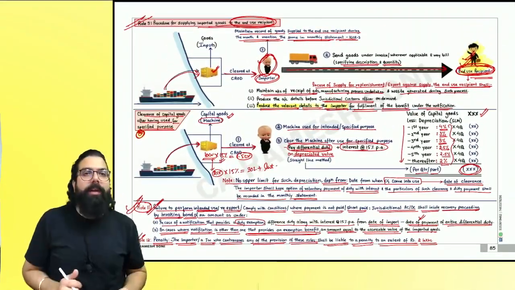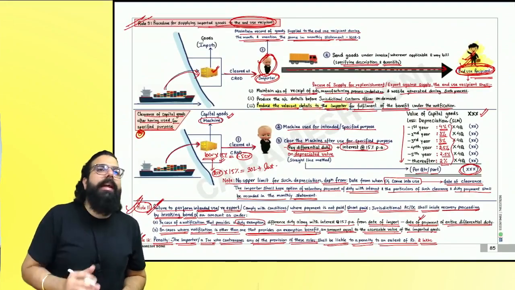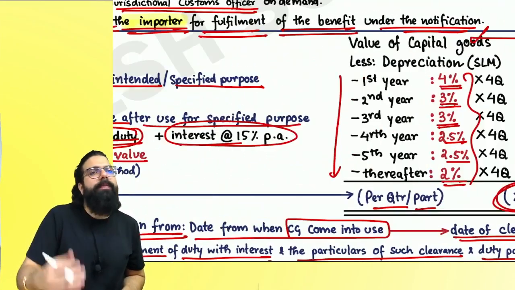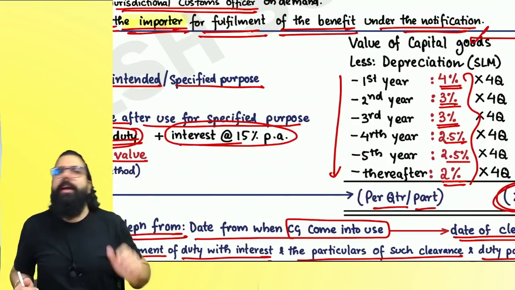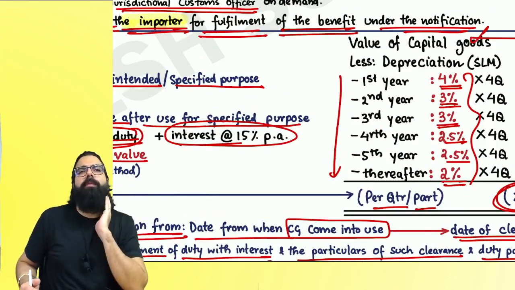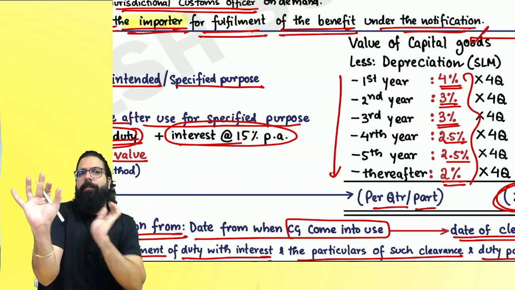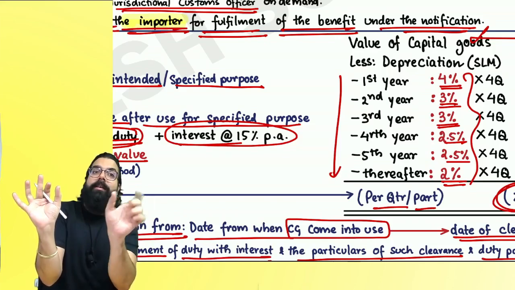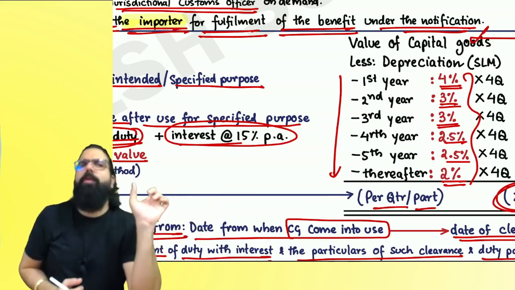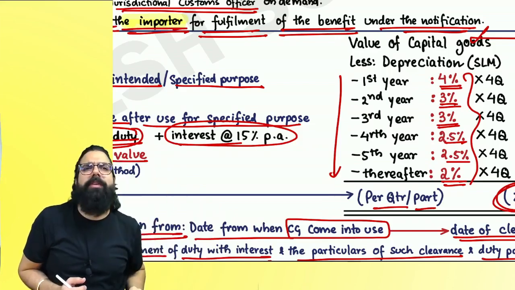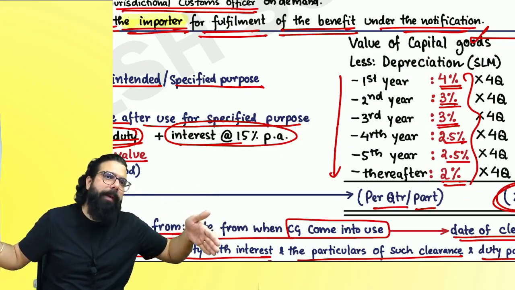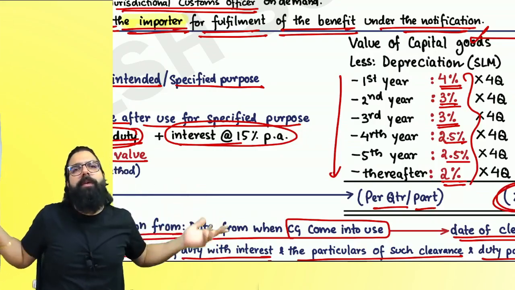People, in my opinion, from exam point of view, they can give you the value of the capital goods and tell you this was the differential duty. Ignore interest calculation, they might tell you and ask what is the differential duty which you have to pay. Find the depreciated value and on that multiply the concessional rate of duty and that is the amount. Sir, if you have to pay interest, from which date? From the day capital goods came into use till the date you make the payment, you have to pay interest at the rate of 15%.